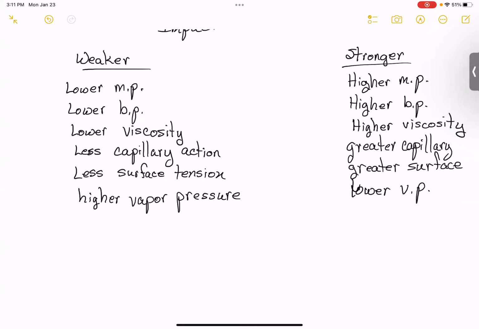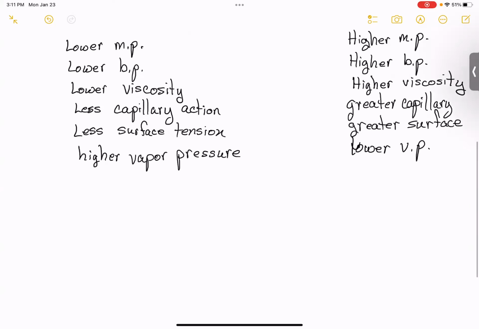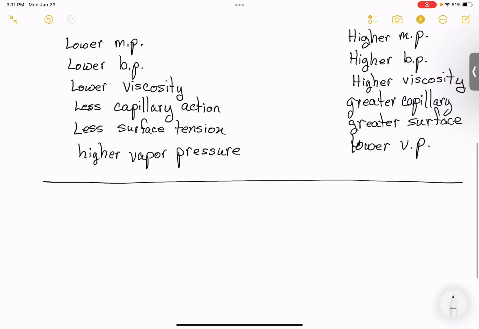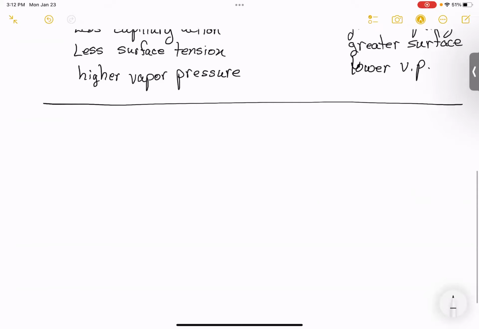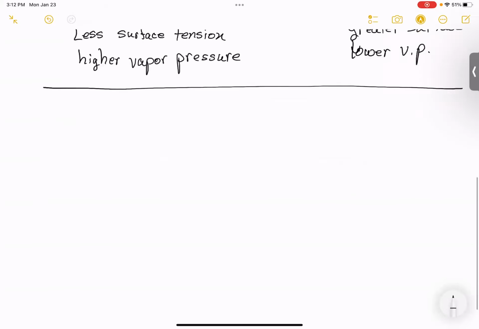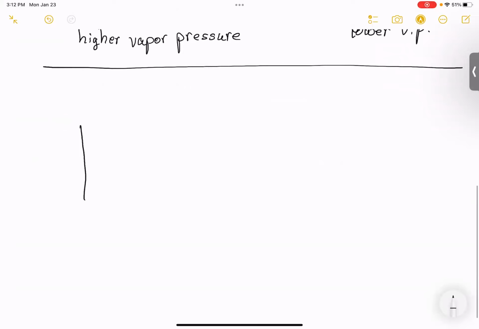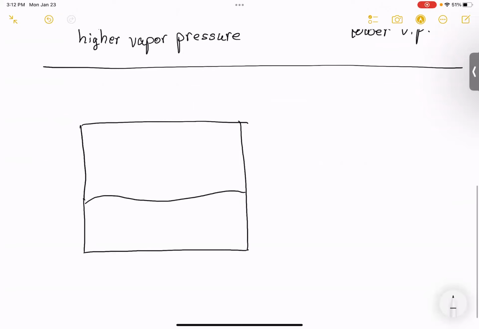And vapor pressure is the pressure that the gas molecules above a liquid apply to the container that they're in. So basically what you have when you have vapor pressure, which I was going to go into a little bit greater detail on, we have our liquid here.